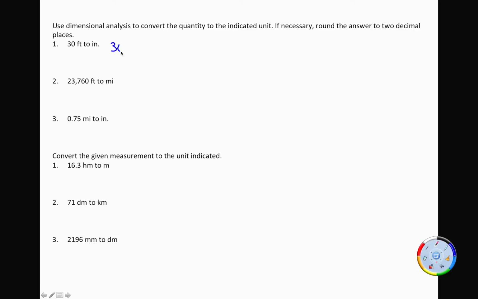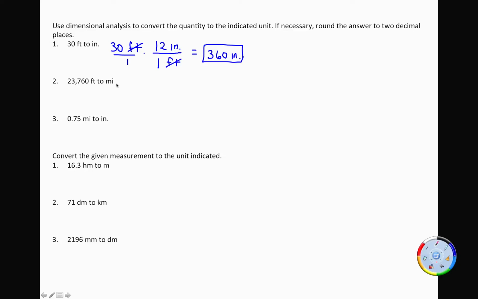So if I'm starting with 30 feet, I'm going to put it over 1. And then I've got a conversion unit telling me that 12 inches is equal to 1 foot. So I can make a unit fraction by placing my feet on the bottom, so they'll divide out, 12 inches and 1 foot. Now the feet do divide out, and all that's left for me to do is multiply 30 times 12, which is 360, and the only units left up there is the inches. Let's try it again.